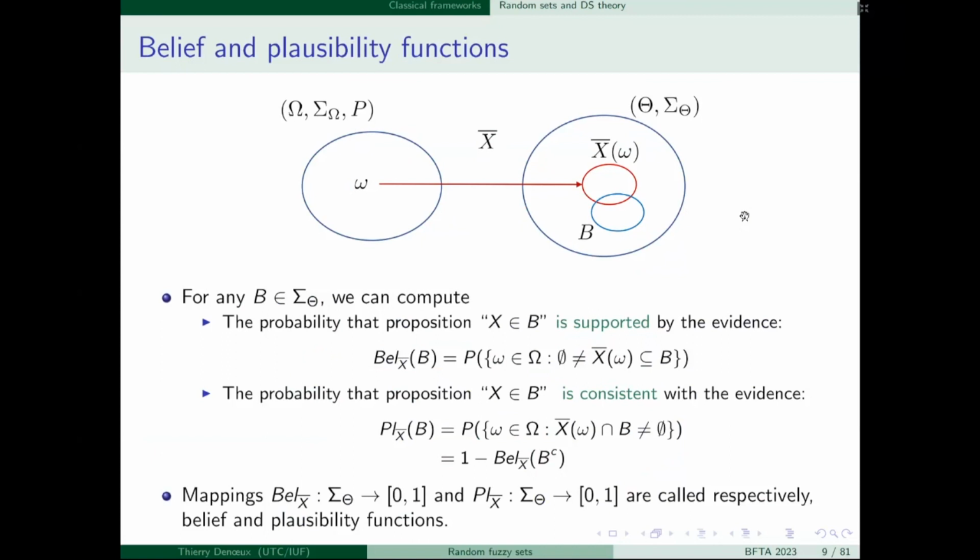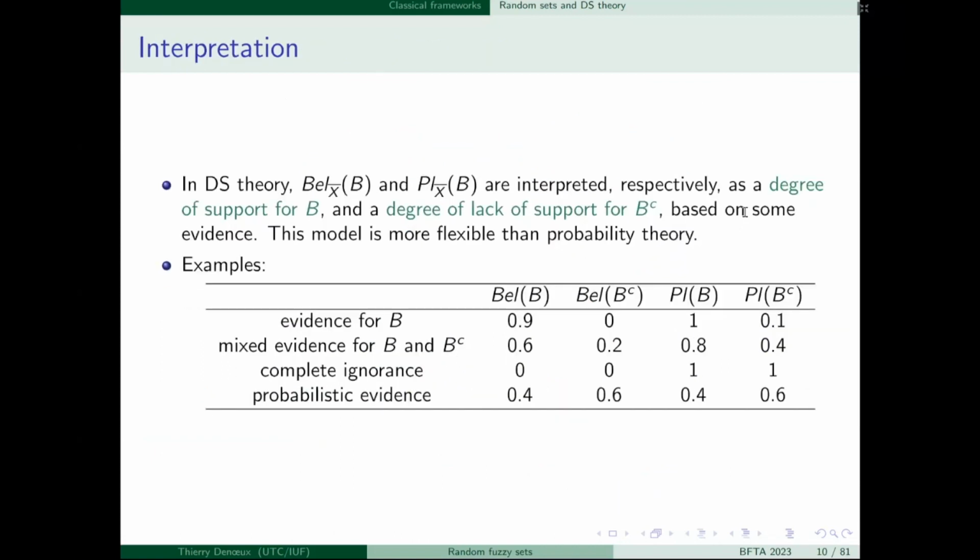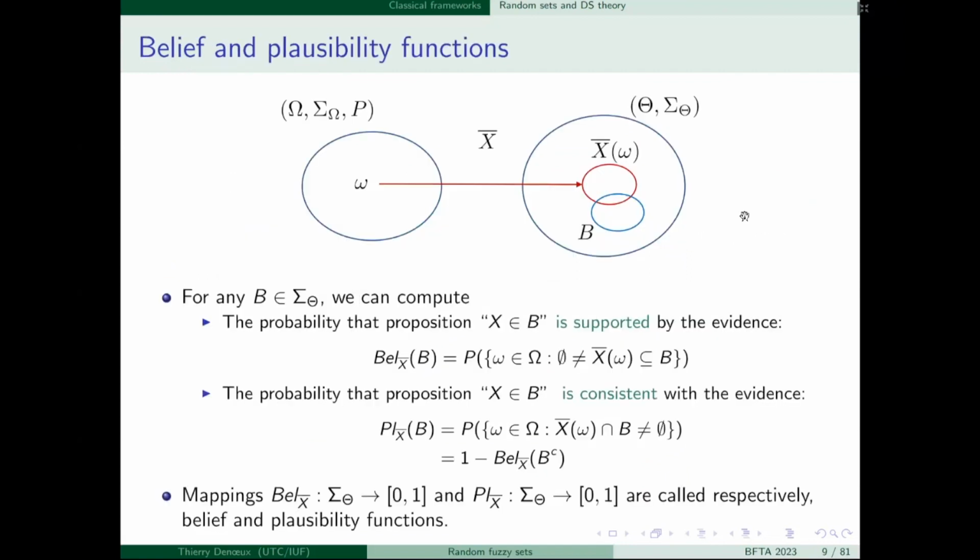Once again, and this is very important to keep in mind, the interpretations. In Dempster-Shafer theory, Bell of B is interpreted as a degree of support for B, and plausibility of B is a degree of consistency with B, or a degree of lack of support for the complement of B. And because this comes from this, you see, the less the complement of B is supported, the higher the plausibility of B.